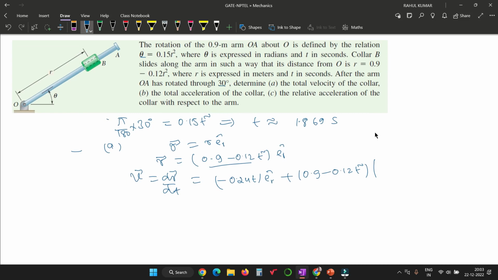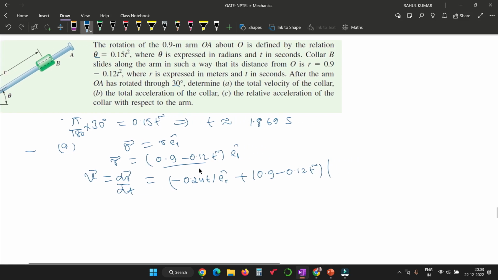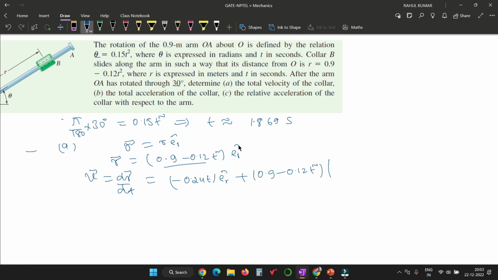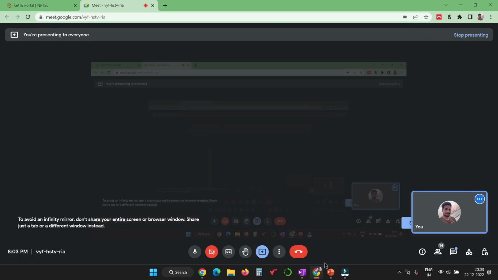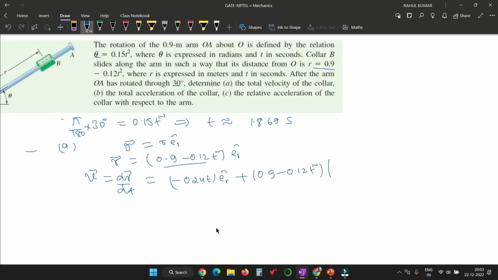Why are you guys not responding? I didn't get it. You're not getting here. I am saying that you have to just differentiate this, because it is already given, r equal to 0.9 minus 0.12 t square. How many guys are you? 14. Okay, more than sufficient.